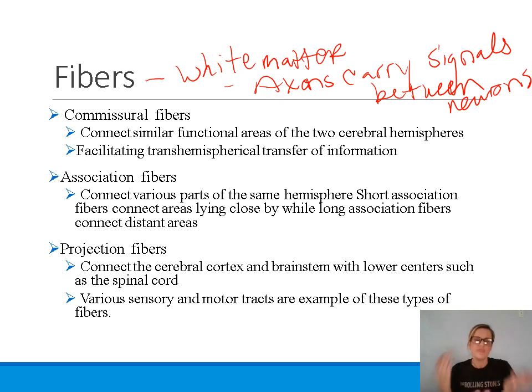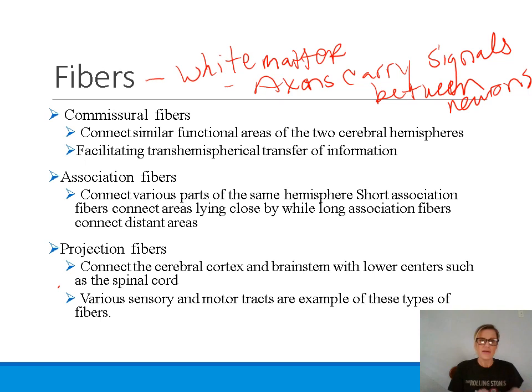And we have fibers that are present in the brain. They're also called tracts. In some cases, like projection fibers, are called tracts as well. But these are just areas where we have a lot of axons that are carrying signals from one neuron to another neuron. So these fibers are how different parts of the brain communicate with each other.